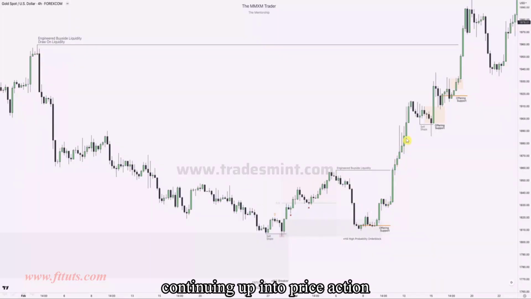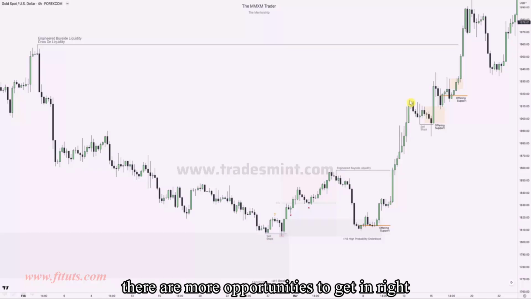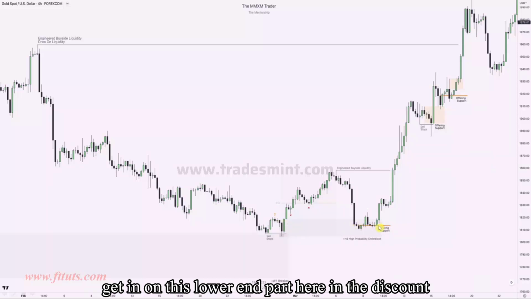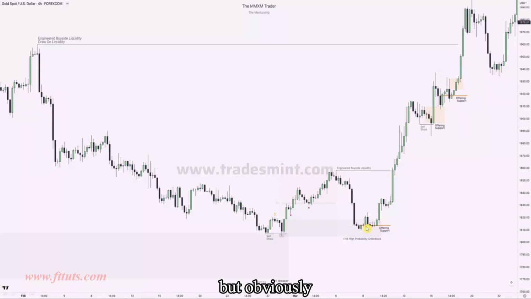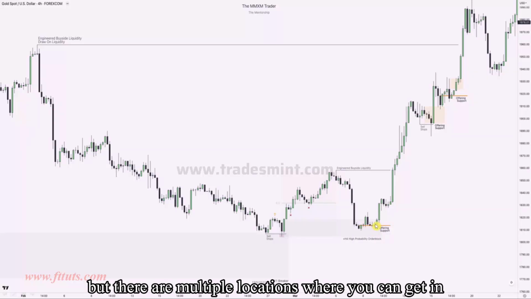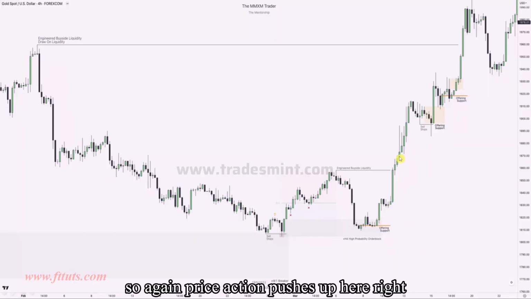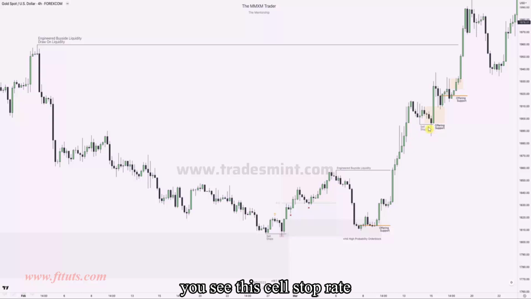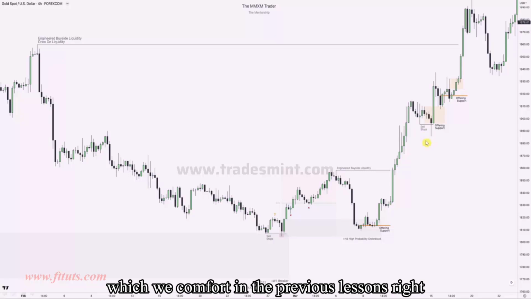Continuing up into price action, there are more opportunities to get in, right? You didn't miss the move if you didn't get in on this lower end part here in the discount. Obviously you caught the low of this whole range if you did, but there are multiple occasions where you can get in. So again, price action pushes up here, right? You see this sell stop raid. What is this sell stop raid? It's a high resistance liquidity run, which we covered in the previous lessons, right?